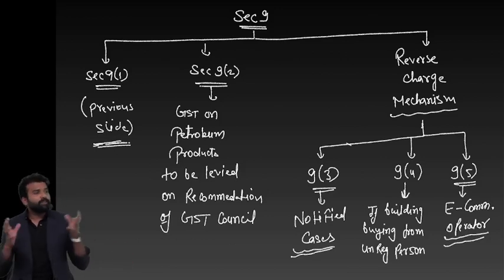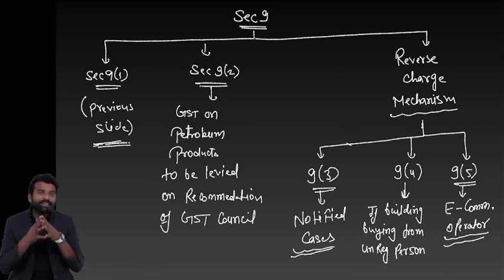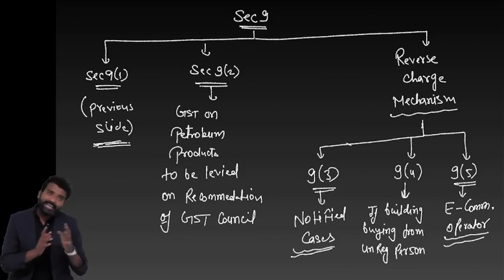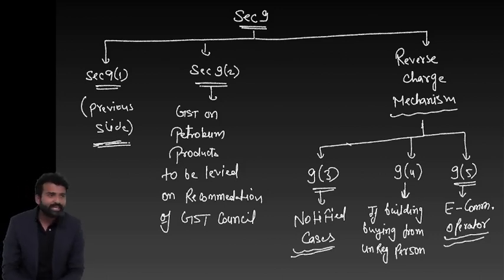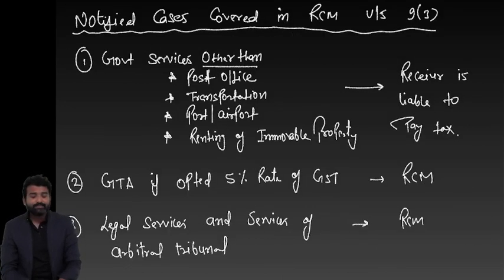So the council will meet, they will decide whether they are ready to introduce GST on petroleum products. Then they will recommend introducing the GST on petroleum products. Right now, petroleum products are not covered under GST. What about RCM? Under section 9, we have three sections: 9(3), 9(4), and 9(5). These three sections talk about the RCM. First of all, we are starting with 9(3). That talks about a lot of cases where reverse charge mechanism is applicable.